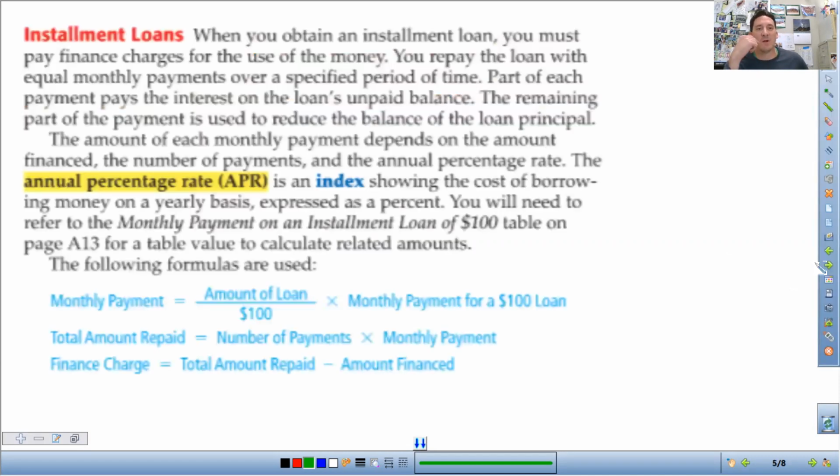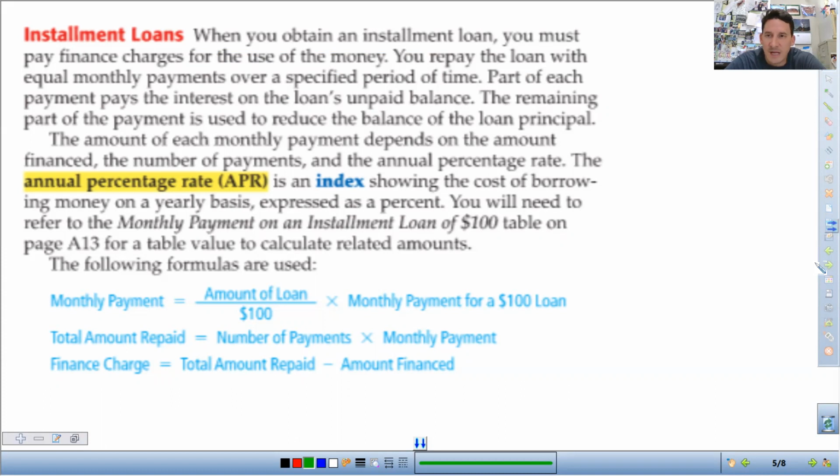So back to installment loans. When you obtain an installment loan, you must pay finance charges for the use of the money. You repay the loan with equal monthly payments over a specified period of time. Part of each payment pays the interest on the loan's unpaid balance. The remaining part of the payment is used to reduce the balance of the loan principal. The amount of each monthly payment depends on the amount financed, the number of payments, and the annual percentage rate.